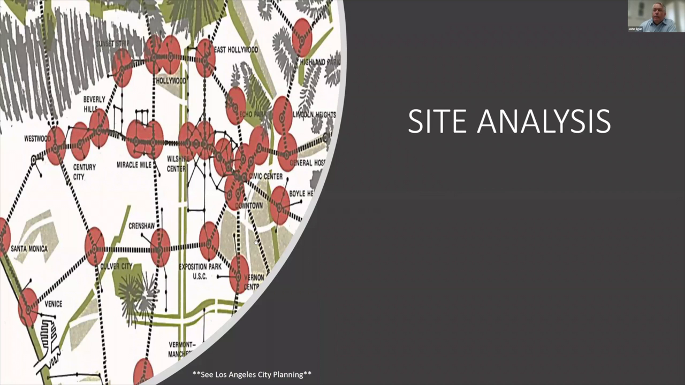All right, so today what I'm going to talk about is kind of the preliminary design process that we go through on a project. The idea is to allow developers to understand some of the thoughts and processes that the architect follows. Typically in the beginning of a project, we'll have the developer come to us with a site. And we start our due diligence.